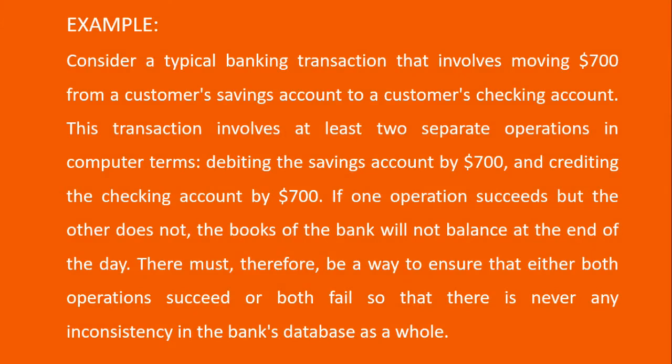relating to the transaction processing system. So this is the example. Consider a typical banking transaction that involves moving $700 from a customer's savings account to a customer's checking account. This transaction involves at least two separate operations, and these operations are debiting the savings account by $700 and crediting the checking account by $700.